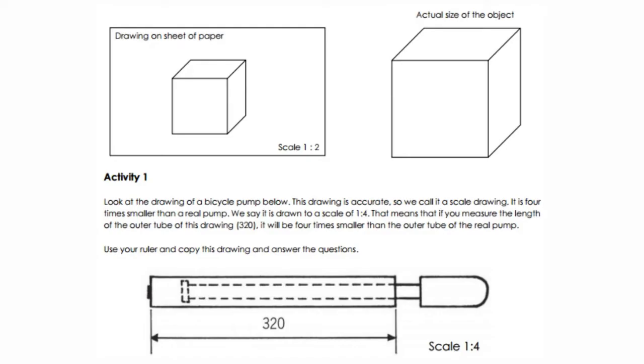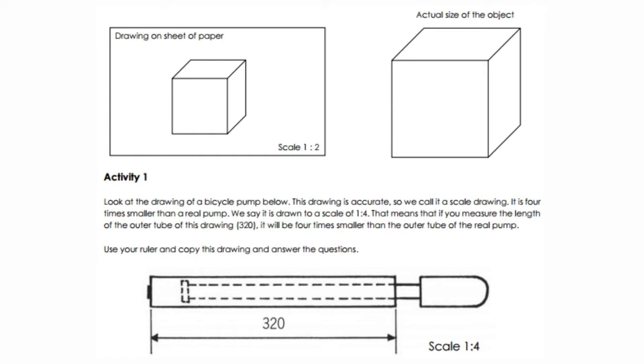Activity 1. Look at the drawing of a bicycle pump below. This drawing is accurate, so we call it a scale drawing. It is 4 times smaller than a real pump. We say it is drawn to a scale of 1:4. That means that if you measure the length of the outer tube of this drawing, 320, it will be 4 times smaller than the outer tube of the real pump. Use your ruler and copy this drawing and answer the questions.